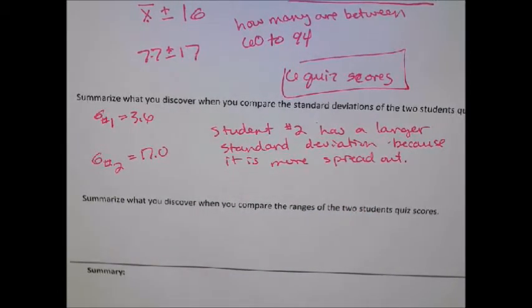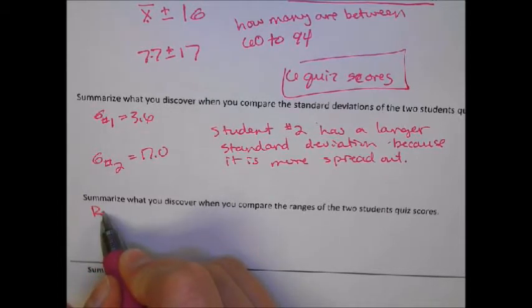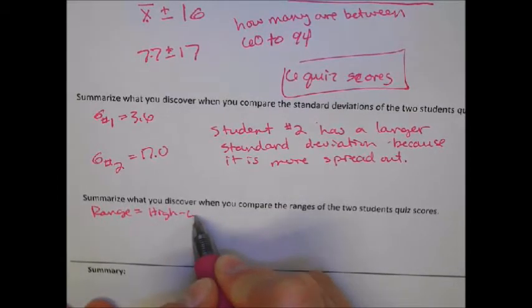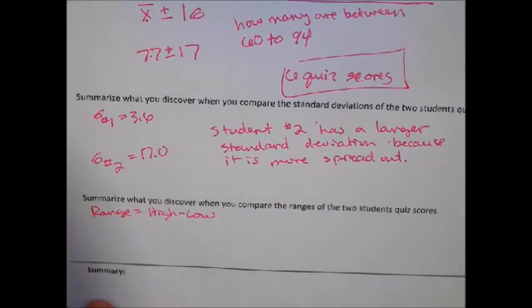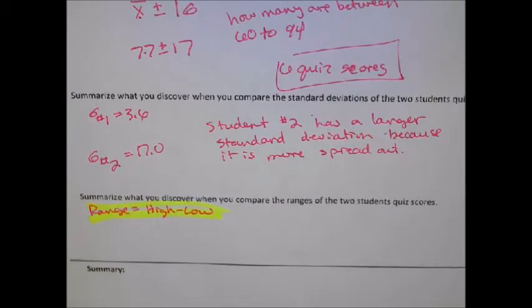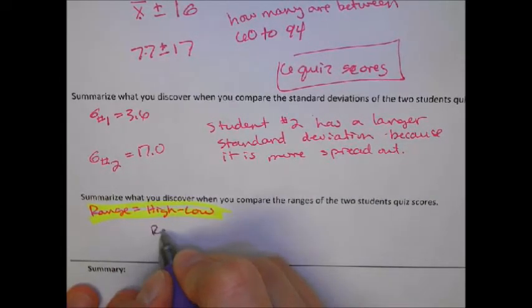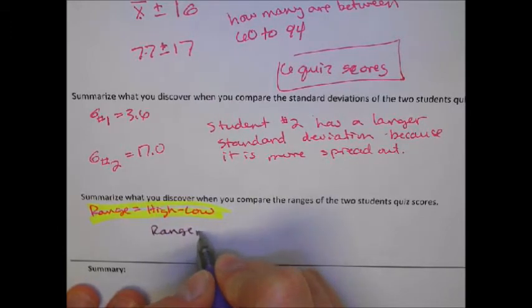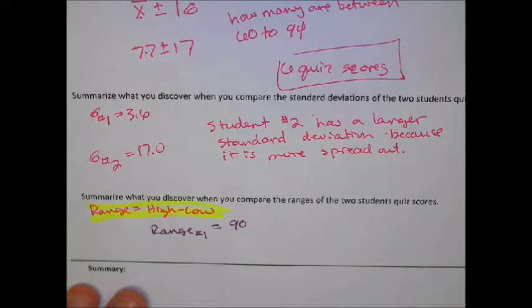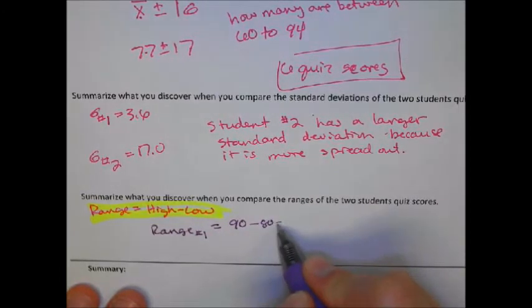All right, last question. Summarize what you discover when you compare the ranges. So how do we find range? We take our high minus our low. So this is, so range 1, the high was 90, the low was 80, so that's 10.